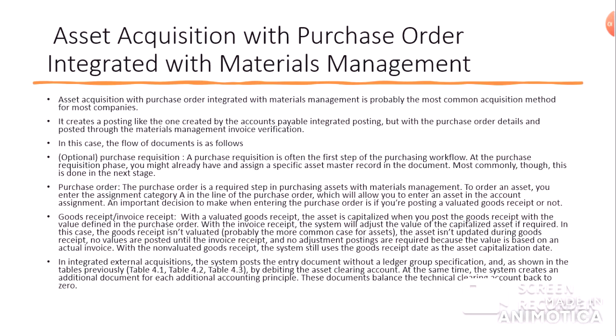So the next stage is the purchase order. The purchase order is a required step in purchasing assets with material management. To order an asset, you enter the assignment category A in the line of the purchase order, which will allow you to enter an asset in the account assignment. An important decision to make when entering the purchase order is if you are posting a valuated goods receipt or not.